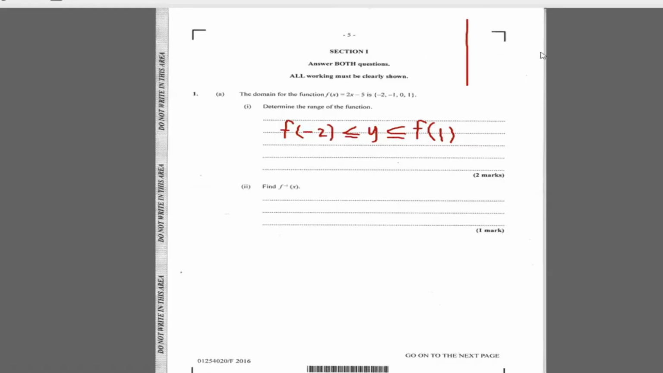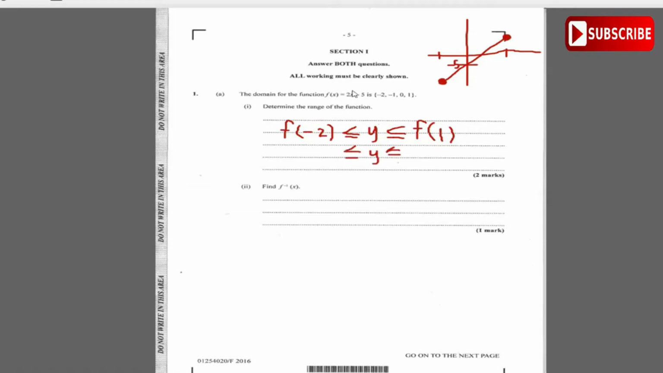F of x is equal to 2x minus 5 from negative 2 to 1 looks something like this. Let's say that's when it's negative 2, this is when it's 1. So the lowest y value is going to be right here, which is f of negative 2, and the highest y value is going to be at 1. And we know it cuts the y-axis at negative 5.